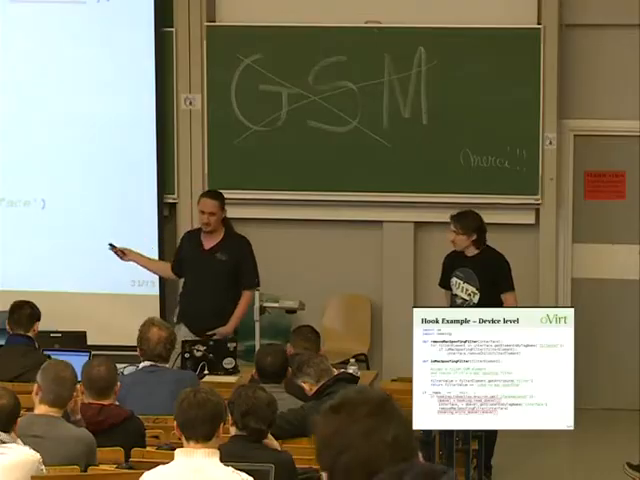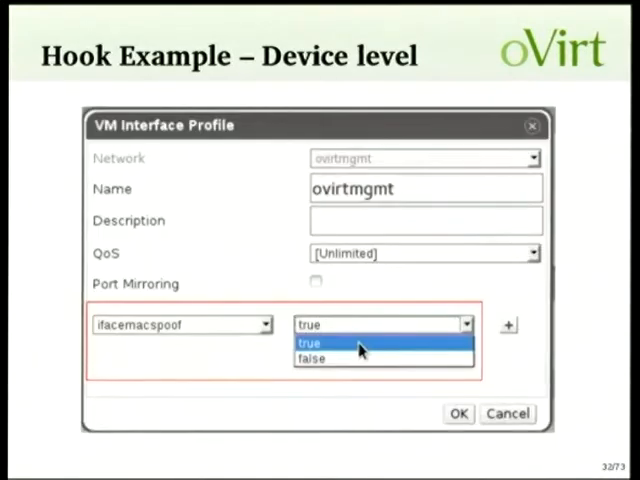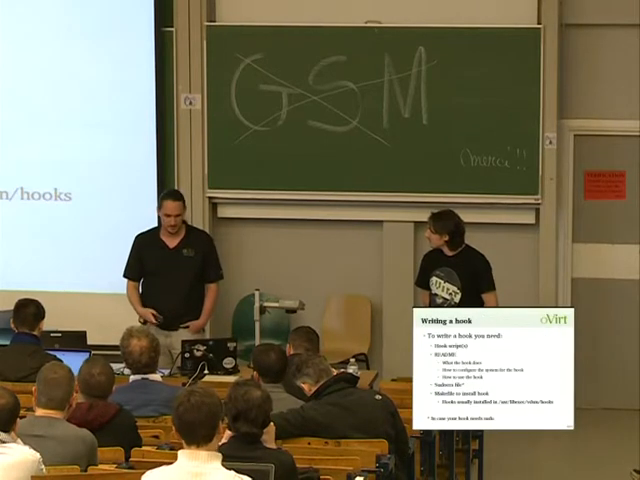And on per device level, you can do basically a very similar hook. So it also checks if there's some custom parameter. But the two lines that read and write the XML are just for a specific device. So this is if you want to affect a specific network interface, you just want to allow MAC spoofing on that network interface, then you can do it instead of affecting the whole VM. And to specify it, you also have a place where you specify the custom parameter.